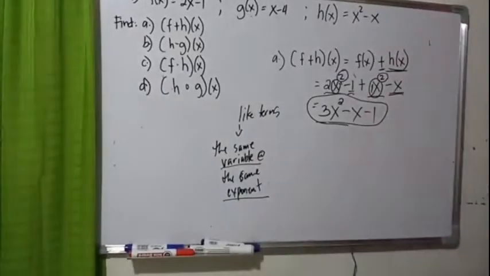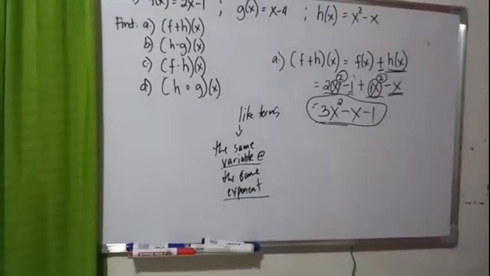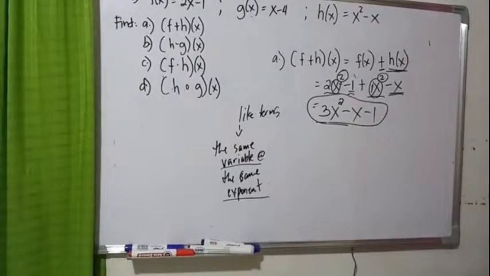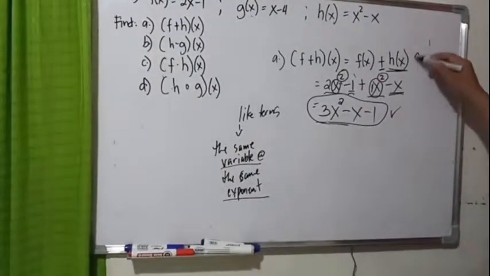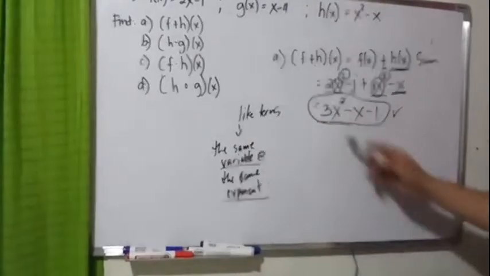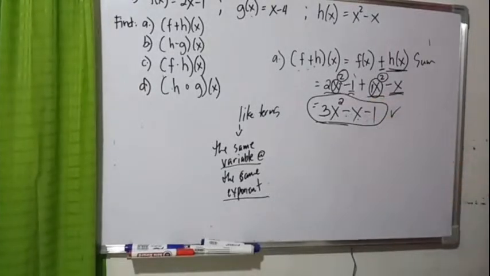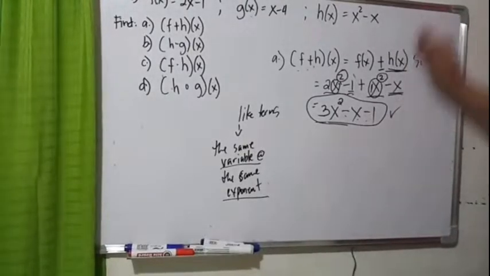Okay. Question about sum. I-add lang natin yung like terms or the same variable and the same exponent. So ito na yung final answer for the sum, f plus h times x, so 3x squared minus x minus 1. Okay, next for letter B. Letter B na tayo.